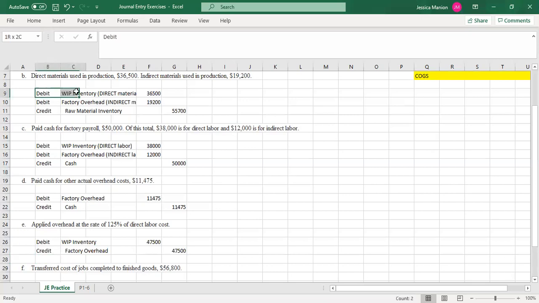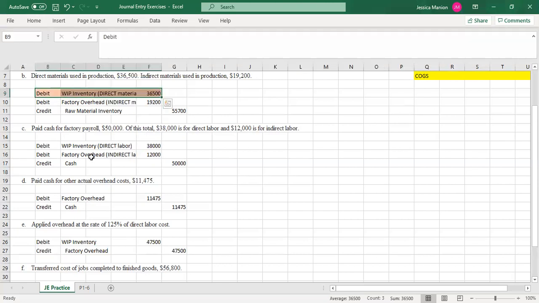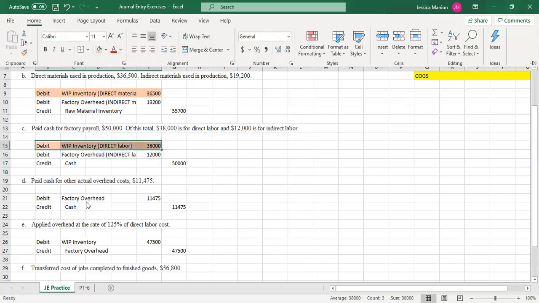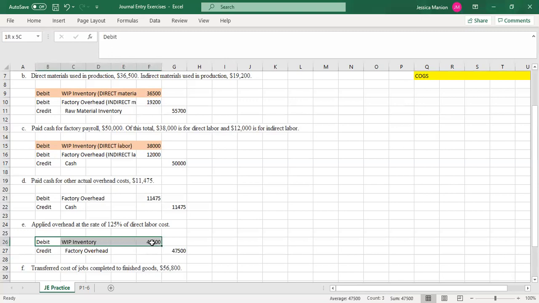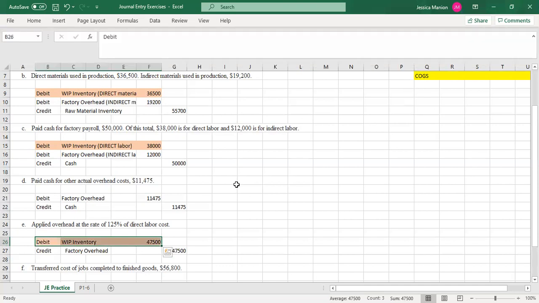And so now we've accumulated material costs, and I'm just going to highlight these three real quick in pretty color. So we've accumulated material cost, we've accumulated labor costs, and now with letter E, we've accumulated overhead costs. So again, those are our three main manufacturing costs, right? We've accumulated material, we've accumulated labor, and now with letter E, we've applied some factory overhead. So we've applied those three main manufacturing costs to work in process.